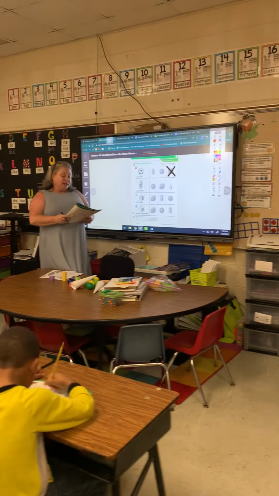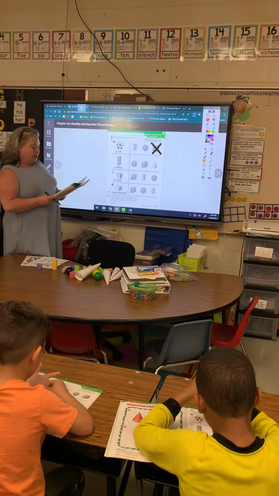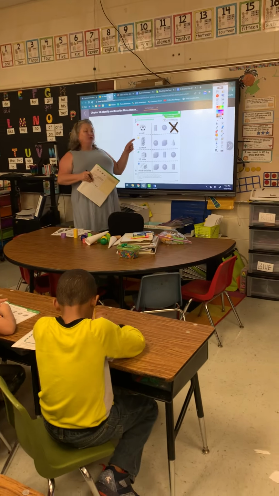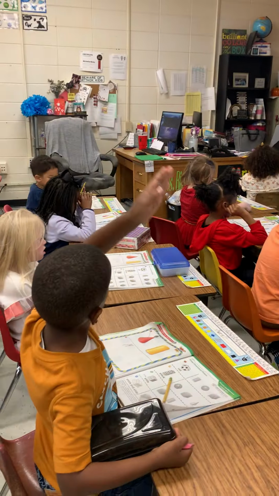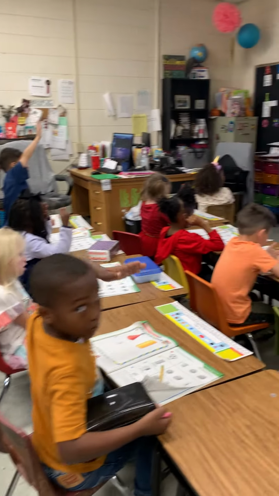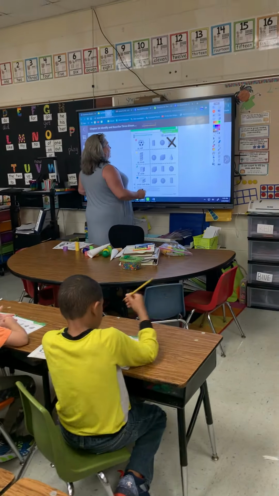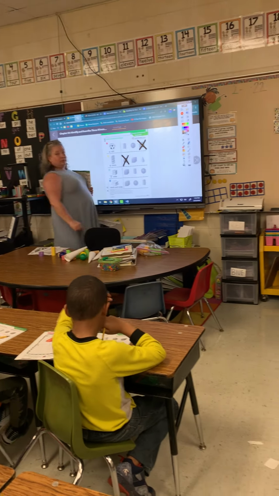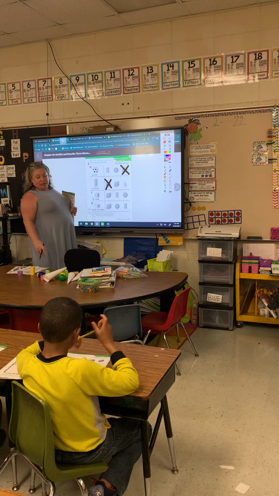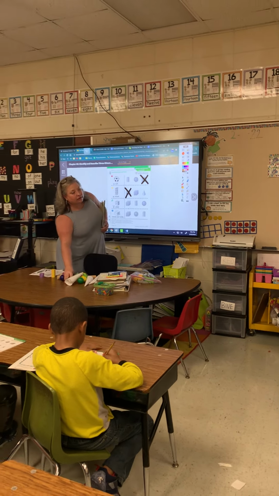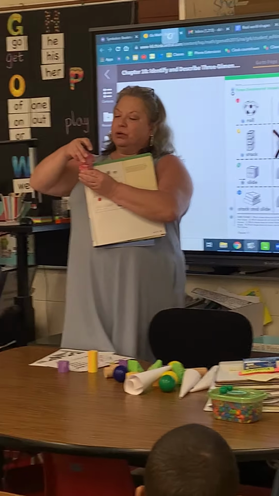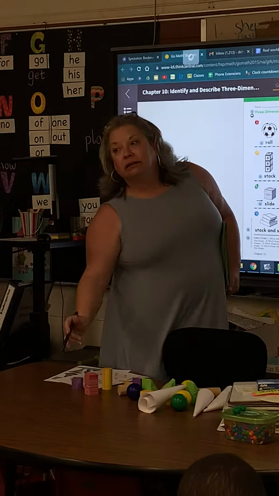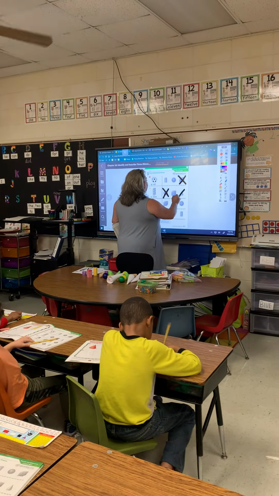Okay? Now, the next one was, which shapes do not stack? Riley? Sphere. A sphere will not. What else? A cone. Cube. Cone. Remember, a cube will stack. I'm going to show you. See, a cube will stack. Riley? A cone. A cone. Very good.